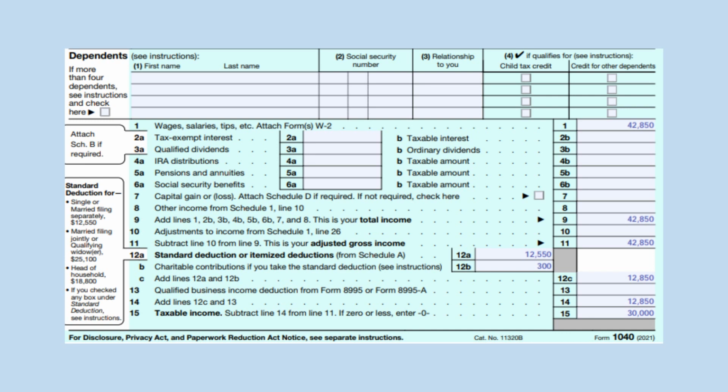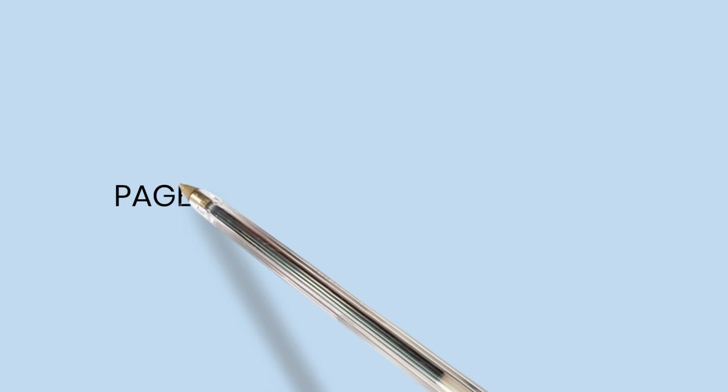Carry this amount down to line 14, as you will not have a qualified business income deduction. Subtract line 14 from line 11 to arrive at $30,000 for taxable income on line 15. Next, we will calculate your tax.